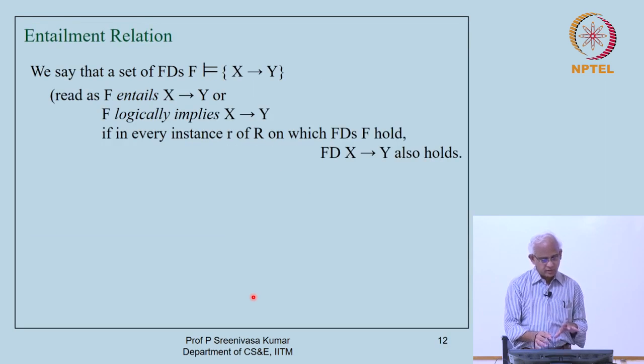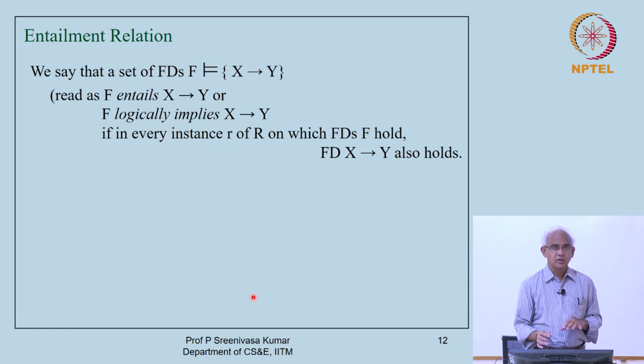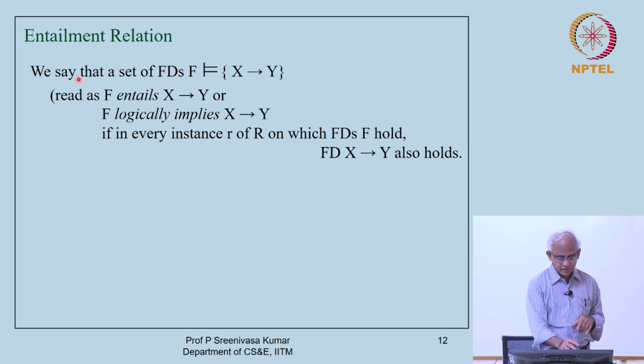Okay, in this context, let me define a new thing. We'll call it the entailment relation. It's a new name and a new symbol I am bringing in. This symbol is called the turnstile symbol. So we say that a set of functional dependencies F would entail some other functional dependency X determines Y. It is read in multiple ways. We say F entails X determines Y, or F logically implies X determines Y.